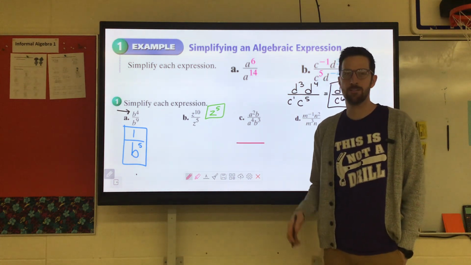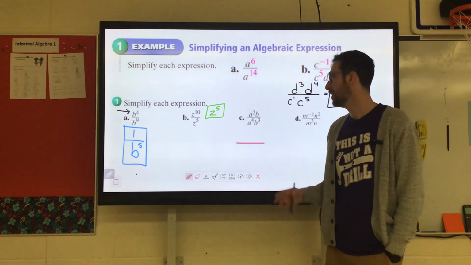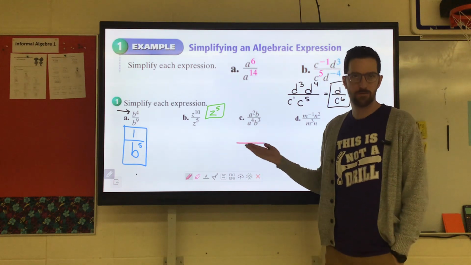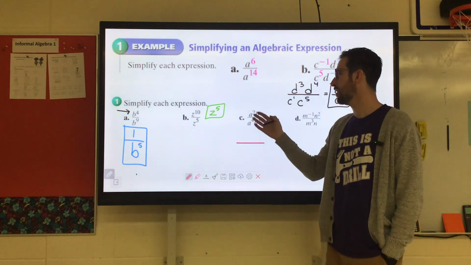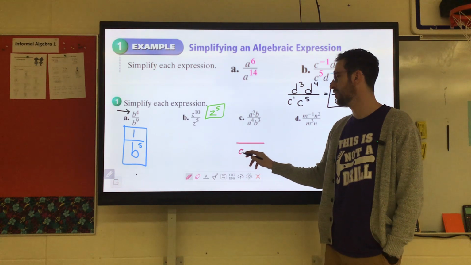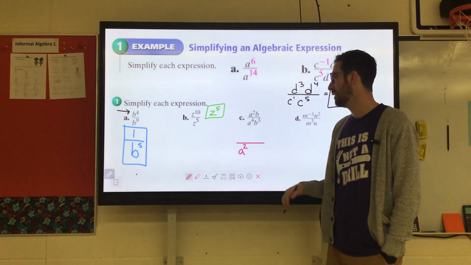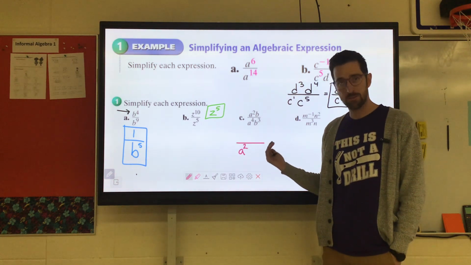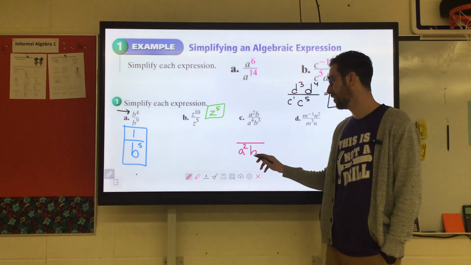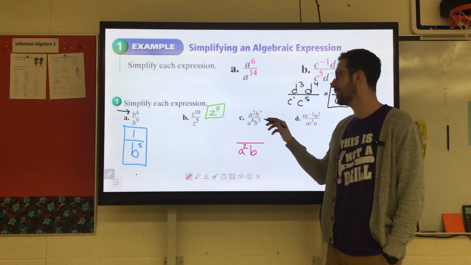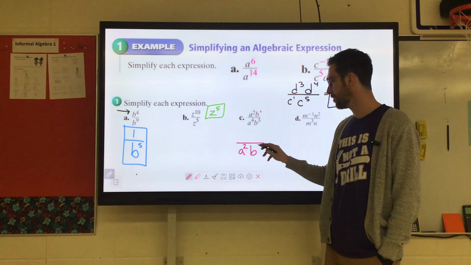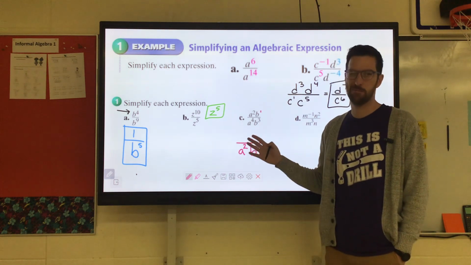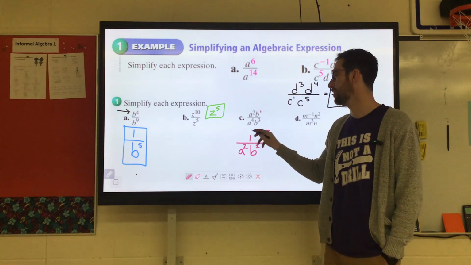The A's, are there more on top or bottom? More on the bottom. There's 4 on the bottom, 2 on top. 4 minus 2 is 2, so we'll have a squared in the denominator. The B's, there are also more in the denominator. So if you were doing 3 minus the invisible 1, you'd have b squared. You got to put a place filler if you're missing something in the numerator.